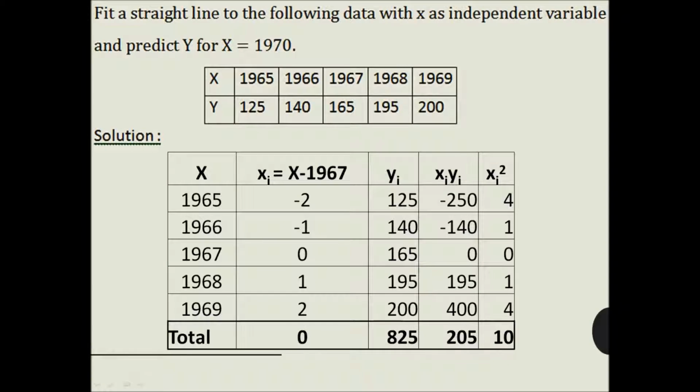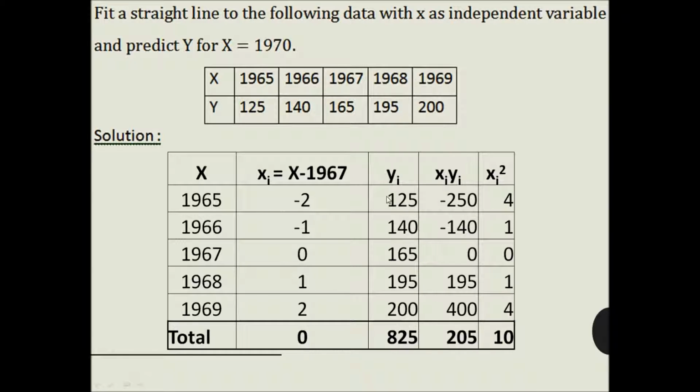Now let us see the first problem. It is asked to fit a straight line to the following data with x as independent variable and predict y for x is equal to 1970. To solve this problem, we will arrange the table in this format. We will write the given data of independent variable in first column. Then we will find the middle number, that is 1967 in this problem, and we will subtract that number from each of the independent variable. This will be our column number 2. Summation xi hence will be equal to 0.